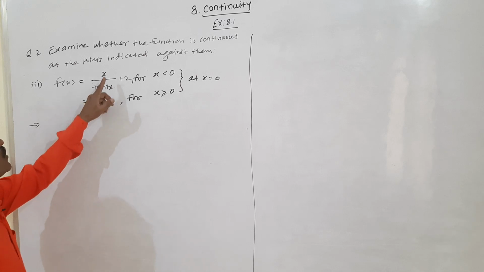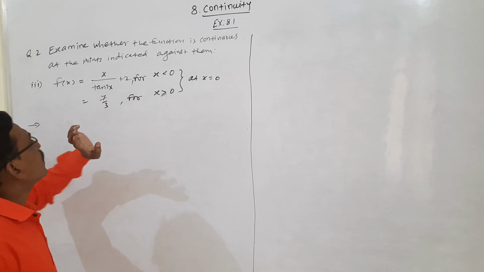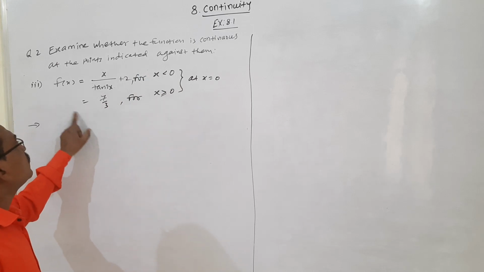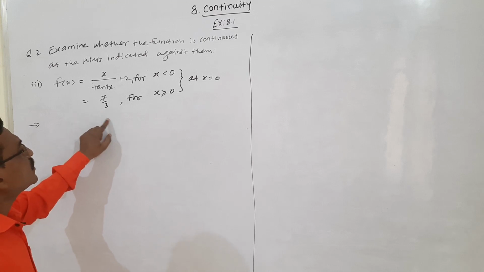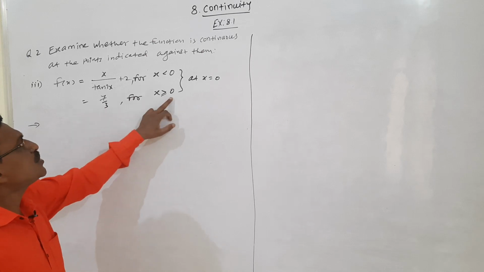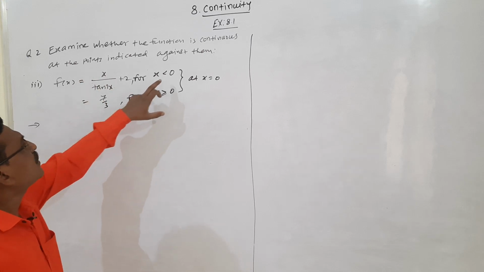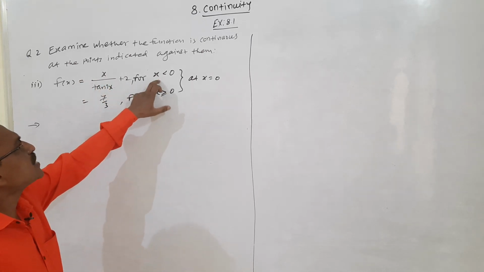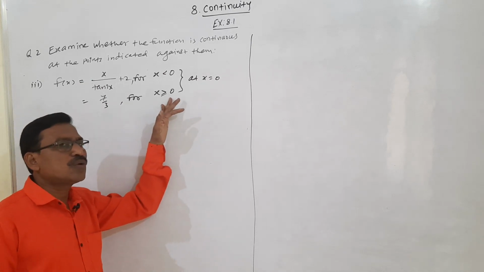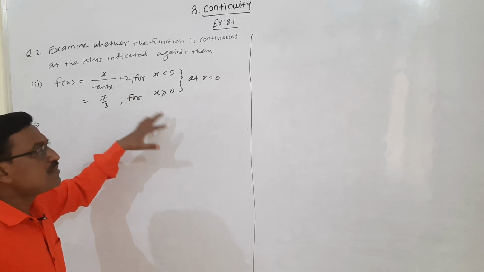Function f of x equal to x upon tan 3x plus 2 for the interval x is less than 0 and for interval x is greater than equal to 0, given function is 7 by 3. So means we have given here the value of this function f of 0 is 7 by 3. Now we will take the right hand side limit, left hand side limit to this function. Means we have to find the f of 0, left hand side limit and right hand side limit to this function.